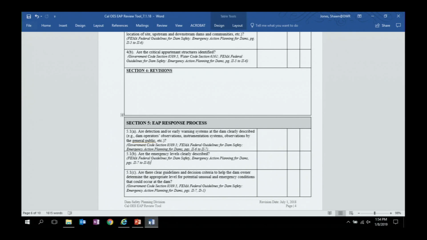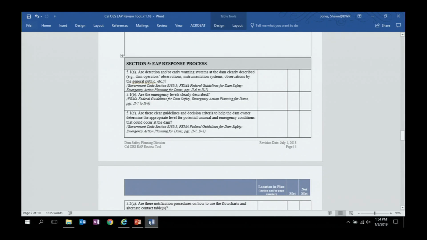Moving on to section 5 is the EAP response process. Are the detection and early warning systems clearly described, like dam operators' observations? Are there instrument systems that are identified, and for the public? What kind of systems are you using with your dam? Please identify what that is. And not all of them are going to be the same. I mean, bigger dams are going to have entirely different types of systems than a smaller dam.